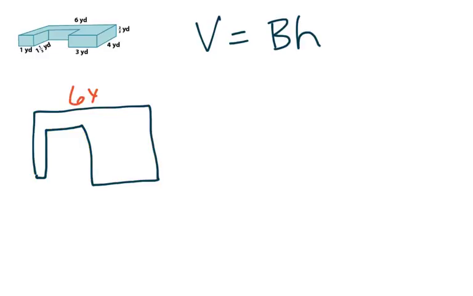I know that it's 6 yards across the entire distance, and I know that it's 4 yards this way. So that would give me the information I need to find the area of the entire rectangle as if it were whole. From here, what I need then are the dimensions of this smaller rectangle.